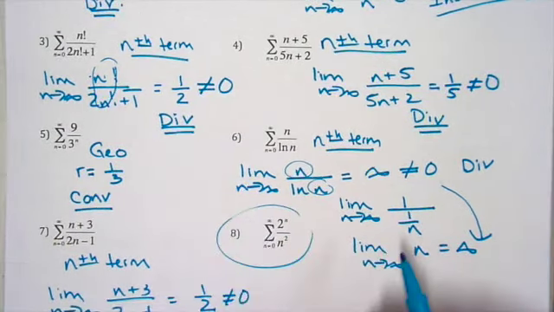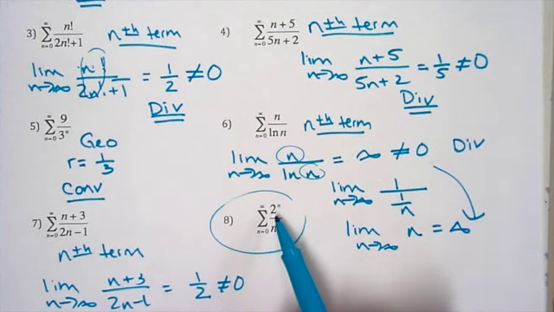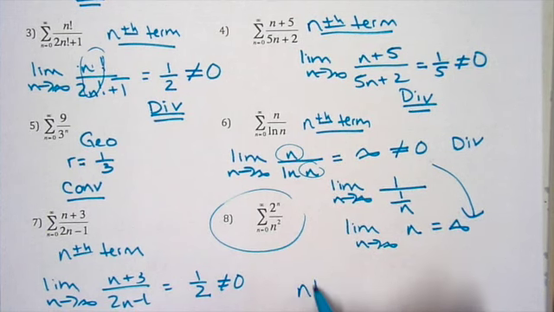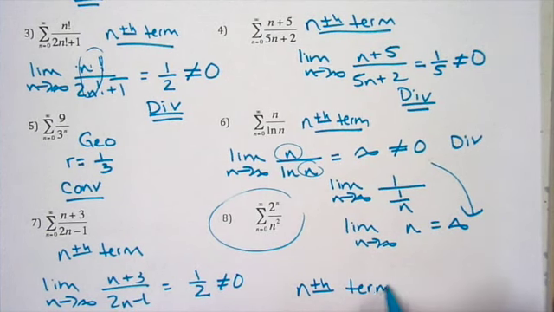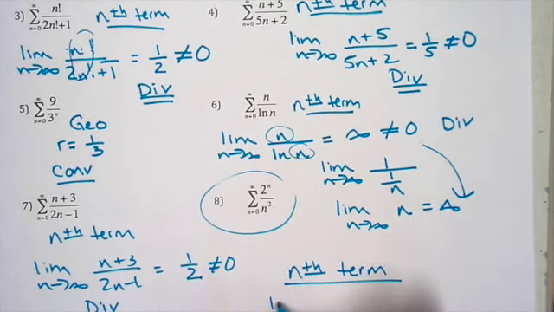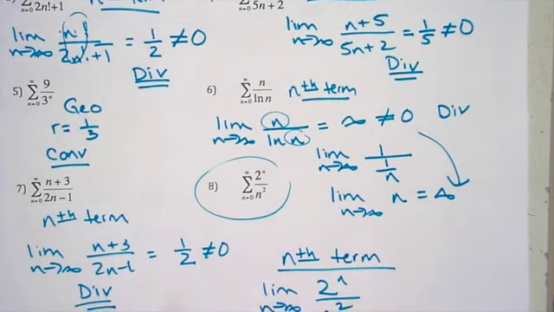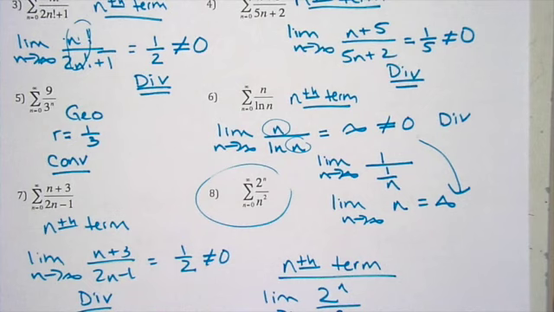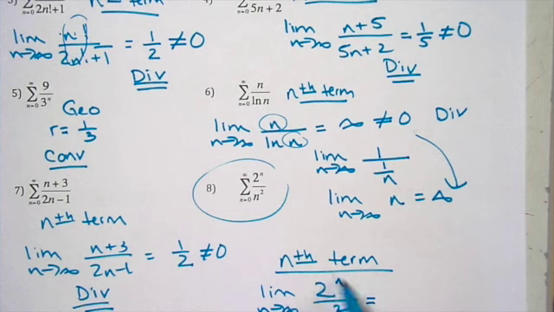Last one here, the top part is geometric because you do have a number raised to the nth, but the bottom part is not, so the whole thing is not a geometric, so we'll use the nth term test again. Take the limit. Again, when you plug in infinity, you do get infinity over infinity. You can do L'Hopital's rule twice if you need to, but this is an exponential, this is a polynomial. Exponentials always grow faster in the long run, so this limit is infinity, which is not 0. So we would say this also diverges.